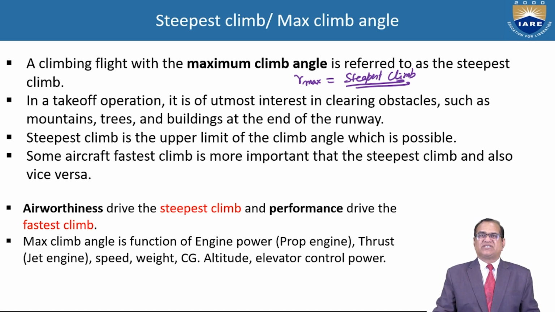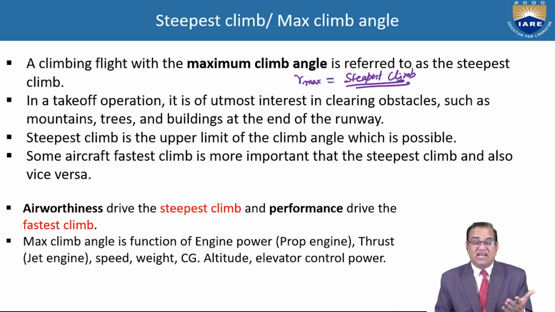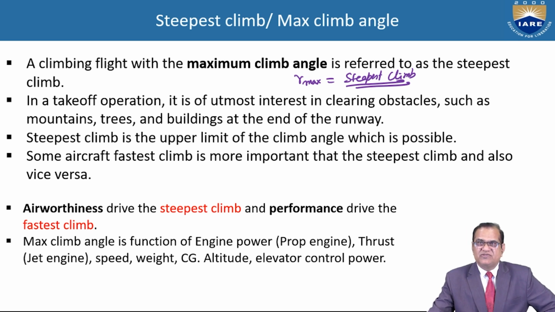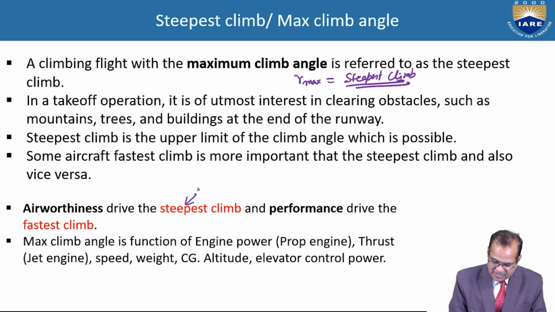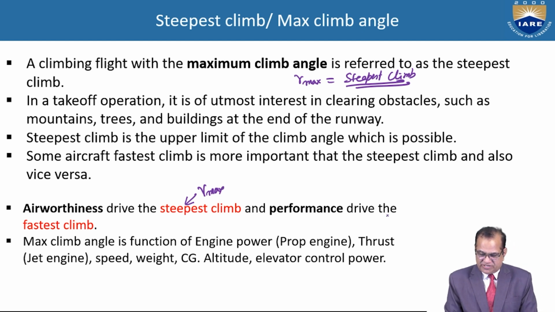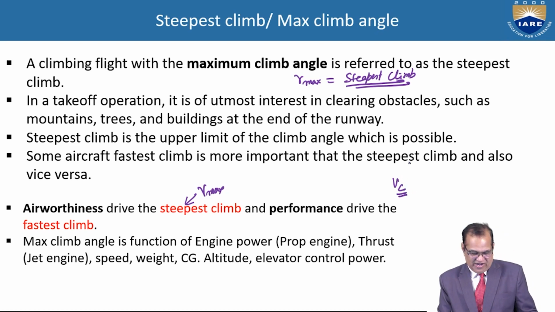For some aircraft, fastest climb is more important than the steepest climb, and also vice versa. So some aircraft need fastest climb, another needs steepest climb. It is as per the requirement of the aircraft. Airworthiness drives the steepest climb, and performance drives the fastest climb. So for airworthiness, it should be steepest climb, gamma should be maximum, and for the performance point, the fastest climb Vc is important. How fast it is, that is required.